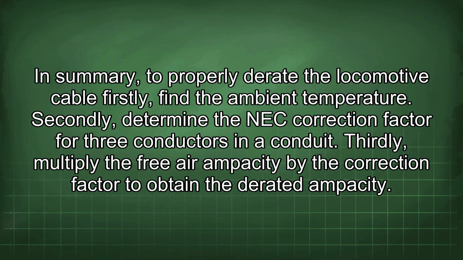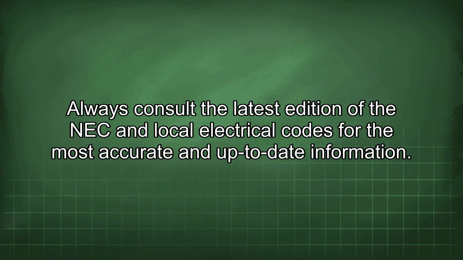In summary, to properly derate the locomotive cable, firstly, find the ambient temperature. Secondly, determine the NEC correction factor for 3 conductors in the conduit. Thirdly, multiply the free air ampacity by the correction factor to obtain the derated ampacity. Always consult the latest edition of the NEC and local electrical codes for the most accurate and up-to-date information.